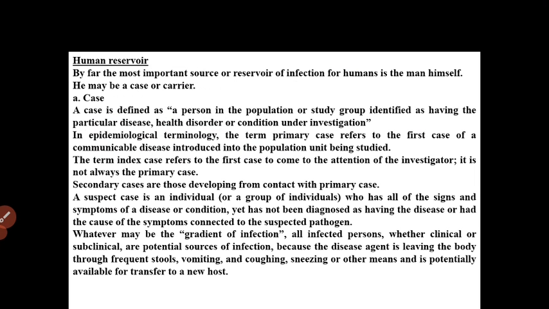Whatever it may be, now the gradient of infection: all infected persons, whether clinical or subclinical, are potential sources of infection, because the disease agent is living in the body, and through frequent stools, vomiting, coughing, sneezing, or other means it is potentially available for transfer to a new host so that it can infect the new host also.